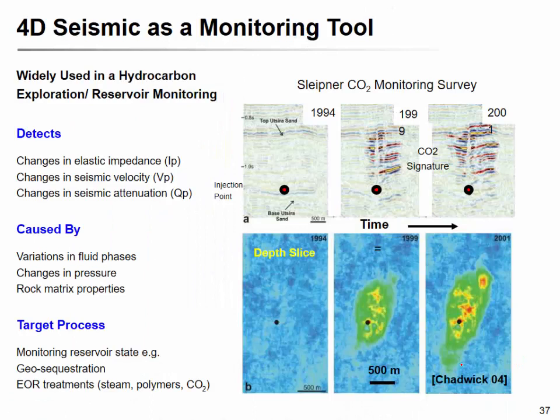So this is a very famous example of 4D seismic. What they did in Sleipner, offshore in the North Sea, Norway, is they injected CO2 into the depleted oil reservoir to see the feasibility of CO2 storage in the geologic formation. In 1994, they started injection. This is the baseline survey. And then 5 years after they started the injection, they did another survey. There was some plume upward migration, and in 2001 it has diffused more, right? So from here to here, you can find out how far the CO2 has moved.